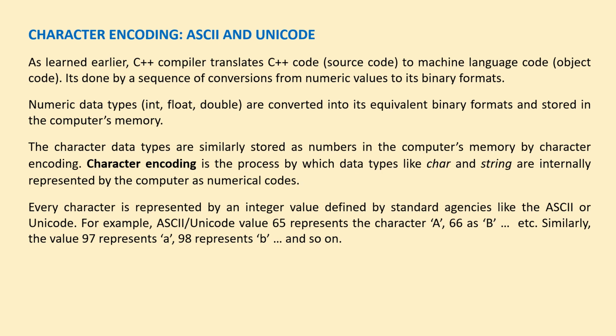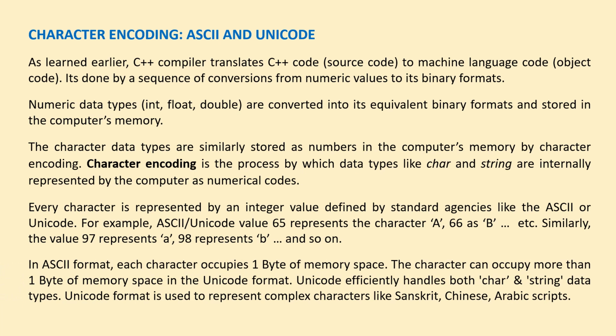Every character is represented by an integer value, defined by standard agencies like the ASCII or Unicode. For example, ASCII or Unicode value 65 represents the character capital A, 66 as capital B, etc. Similarly, the value 97 represents small a, 98 represents small b, and so on. In ASCII format, each character occupies 1 byte of memory space. The character can occupy more than 1 byte of memory space in the Unicode format. Unicode efficiently handles both char and string data types. Unicode format is used to represent complex characters like Sanskrit, Chinese, Arabic scripts.